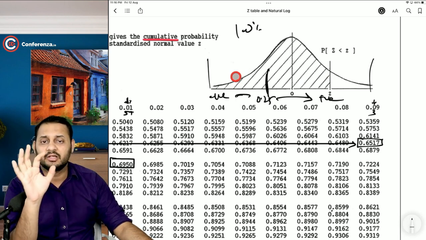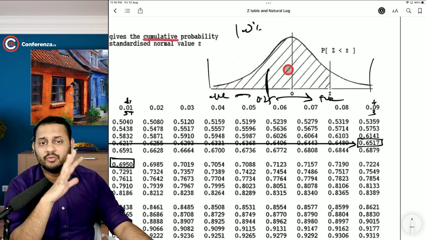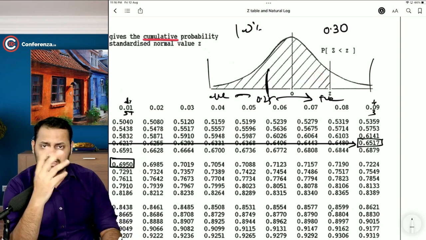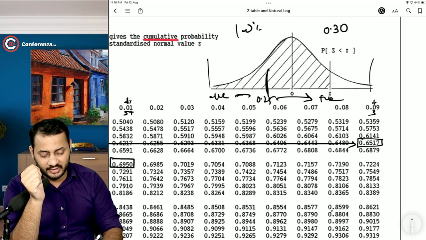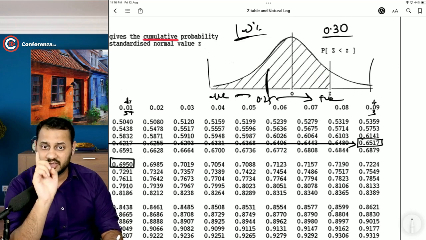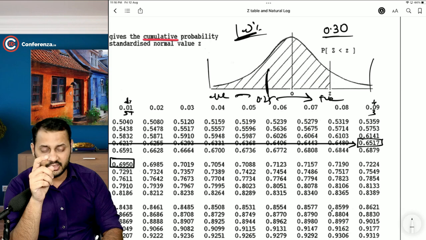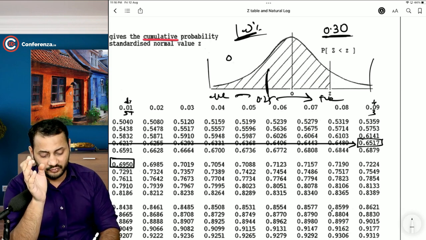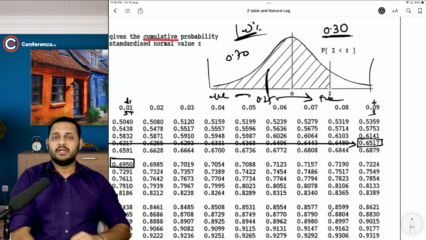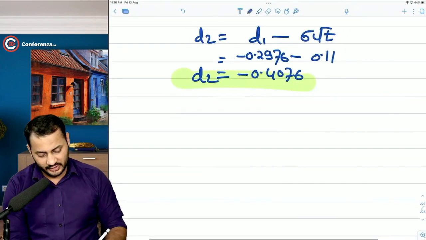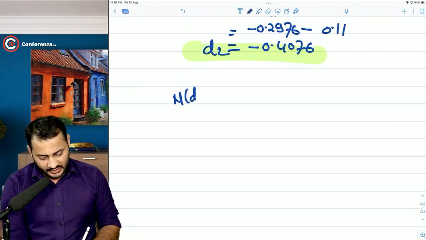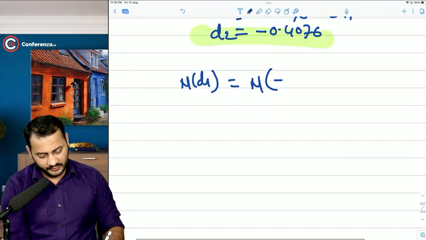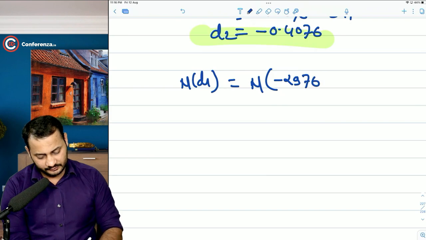It's very simple, sir. Forget about the negative side, calculate the positive side first. And if it comes to 0.30, let's say for example, then deduct that from 1. Deduct that from 1. This is the 100% probability and the positive probability is 30%. Then the negative will be 70% automatically. So how to do that? This is how we are going to do it. N(D1) is equal to N in bracket minus 0.2976.